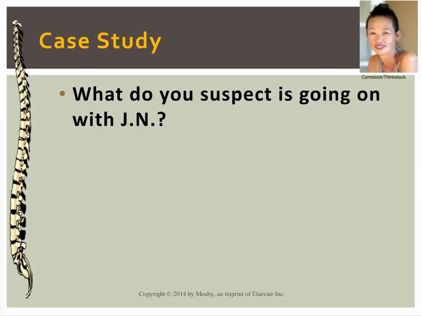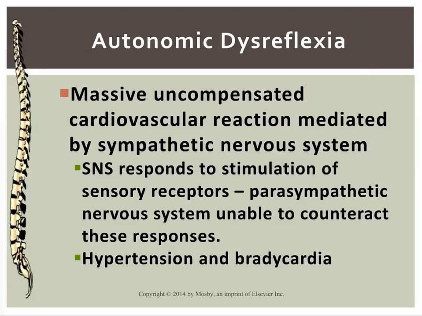It's called autonomic dysreflexia. The return of reflexes after the resolution of spinal shock means that patients with an injury at T6 or higher may develop autonomic dysreflexia. Autonomic dysreflexia is also known as autonomic hyperreflexia. It's a massive, uncompensated cardiovascular reaction mediated by the sympathetic nervous system. It involves stimulation of sensory receptors below the level of the spinal cord injury.